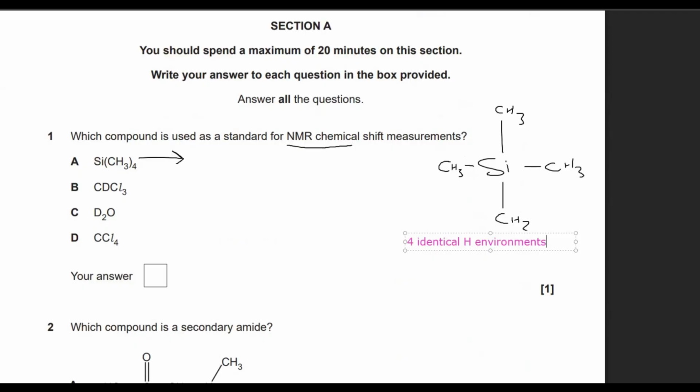It's volatile, so it's easy to evaporate from the mixture. It's inert. It doesn't react with the other things in the mixture that you're running the tests on. So those are two brilliant things for it. And obviously the identical hydrogen environments mean it only creates one peak. So you're going to get one large peak at 0 ppm, which should be to the right of all of the other substances, or the compound you're looking at.